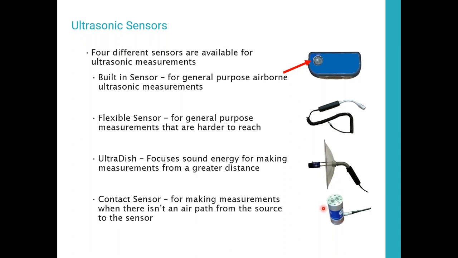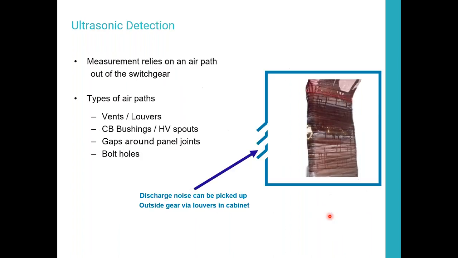And then you've got contact sensors. And the reason for the contact sensor is all of the other sensors that I just pointed out all need an air path for the ultrasonic sound to come out. So your vents, your louvers, bolt holes. A lot of times I'll use a shutter for a remote racking on a breaker. I open that shutter up, and I'm able to listen inside that section of gear. But it needs a path for the ultrasonic audio to come out.